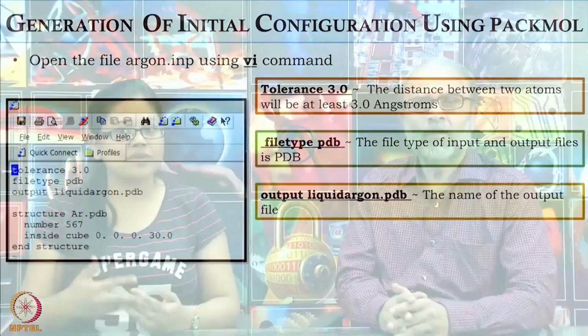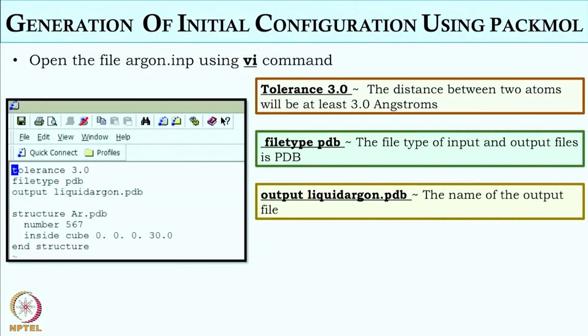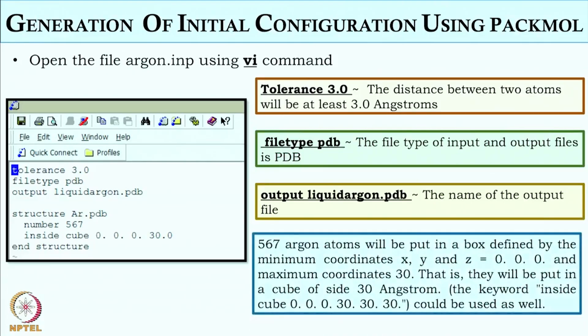And the output which we will get is in the format of a PDB file. So it is the file type of the input and output file, which is a PDB file. And then output liquidargon.pdb is the name of the output file. The user can change it according to their convenience or the molecule which they are going to simulate. Since here we are simulating liquid argon, I have given the file name as liquidargon.pdb. And then there is structure argon.pdb. It is the name of the PDB file that we are using.